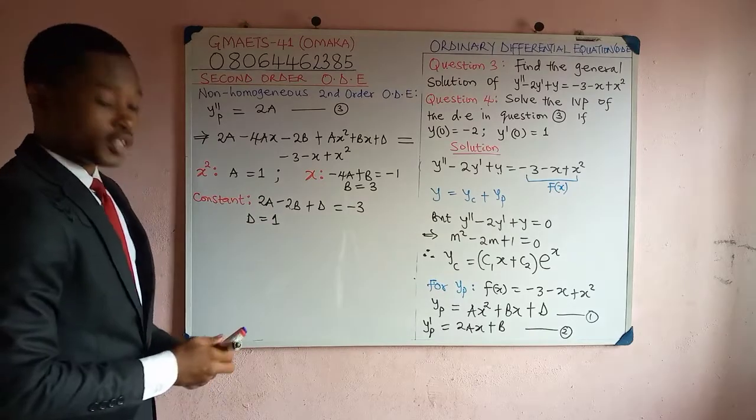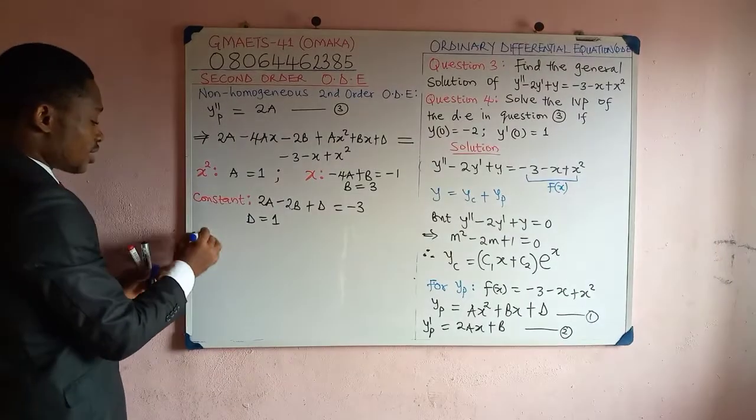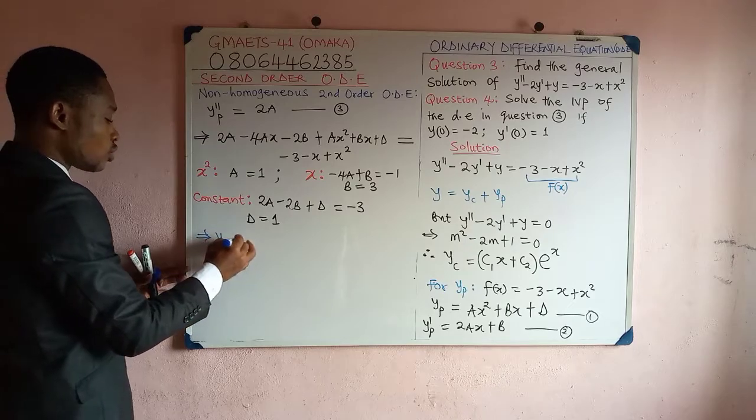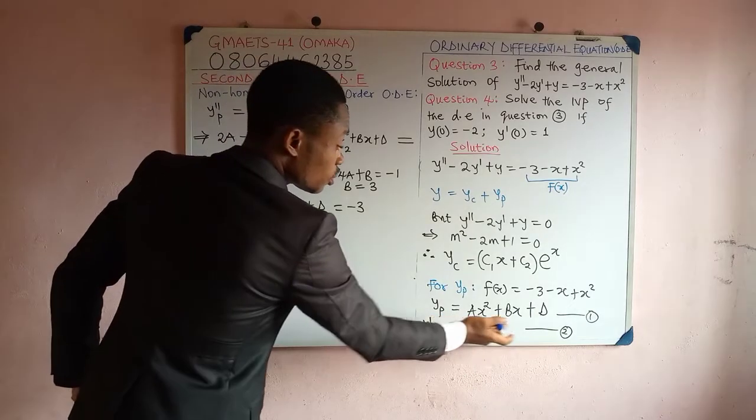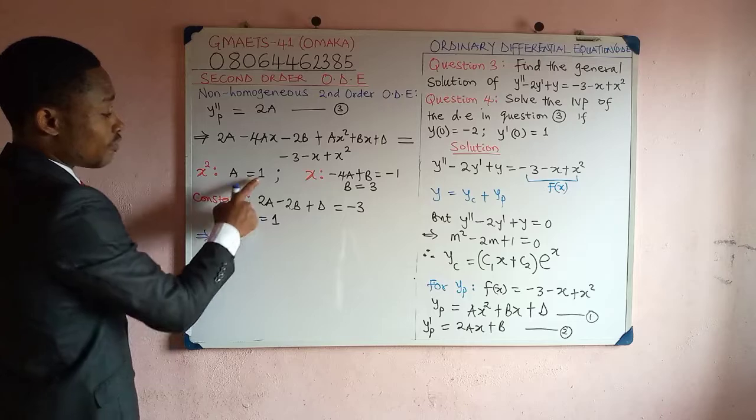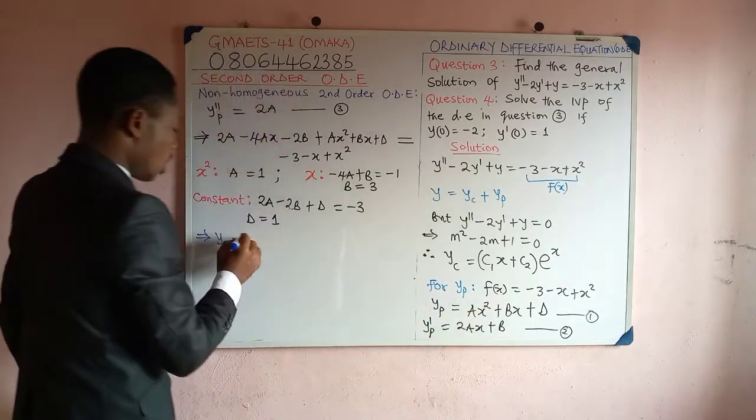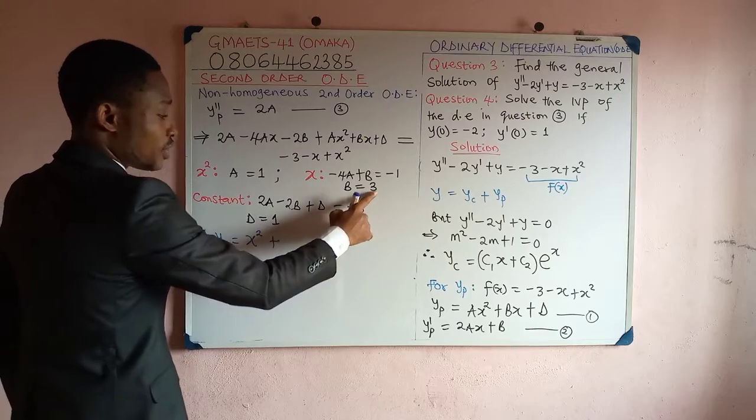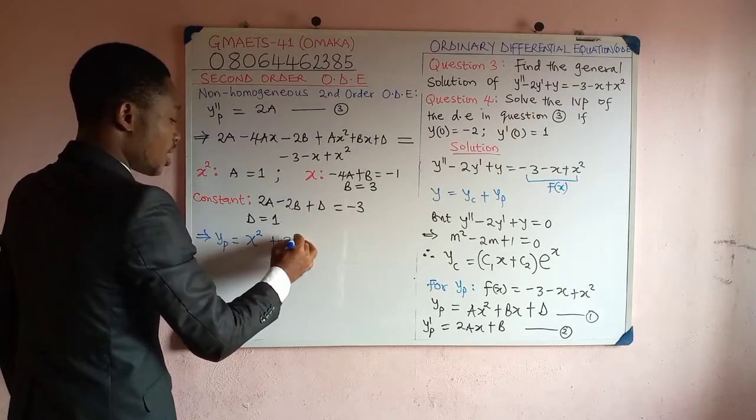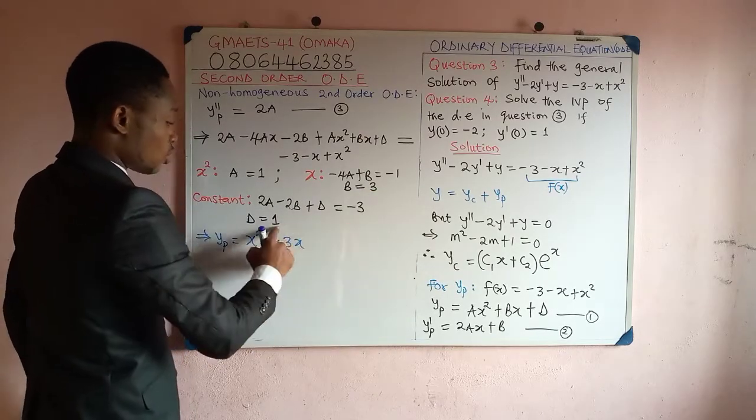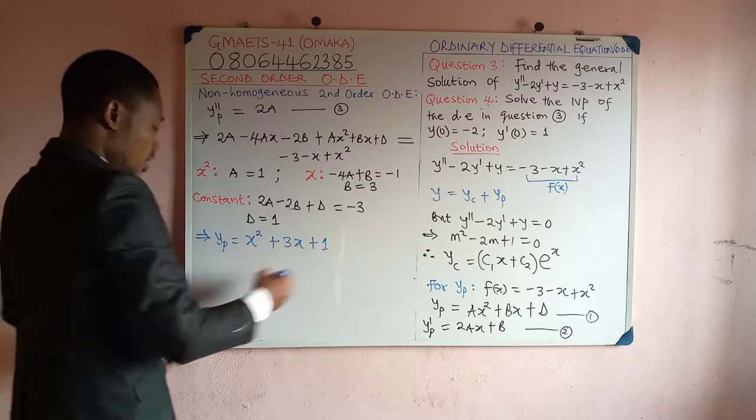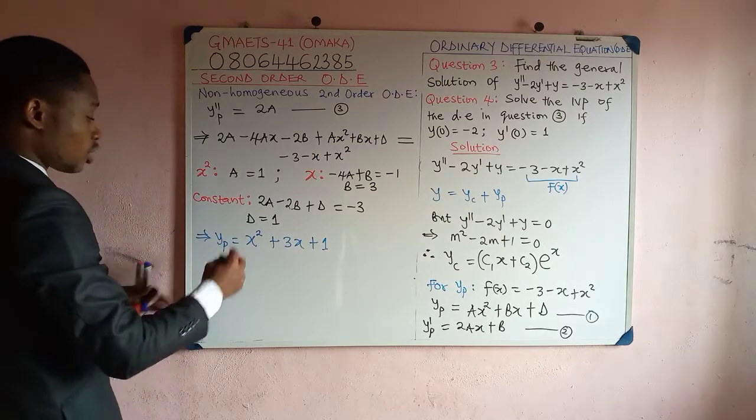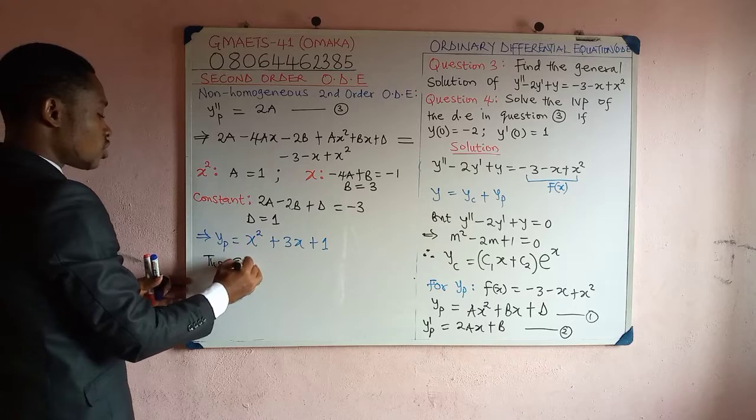Our problem is solved. We can now say that our yp is equal to, we've obtained all the constants we introduced to yp. A is 1, fixing 1 there. 1 times x squared will give us x squared. And then b is what? Let's say b is 3. Fix it there, becomes 3x. And then d is what? 1. Plus 1.